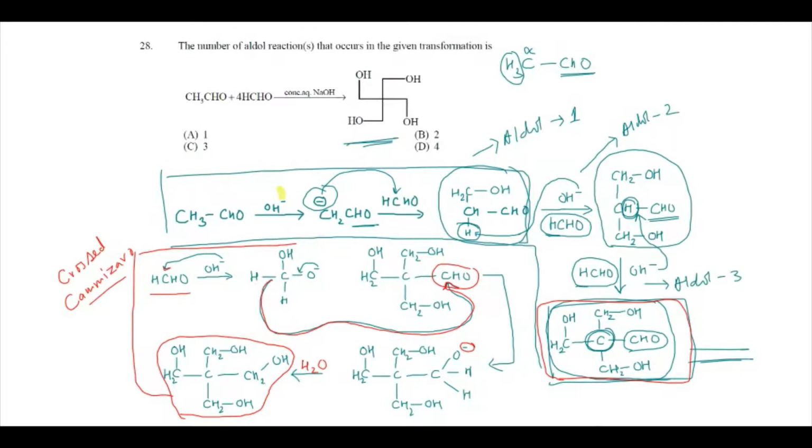So, how many aldol condensations were there in this whole process? Three aldol condensations were there. So, option C will be the correct answer.